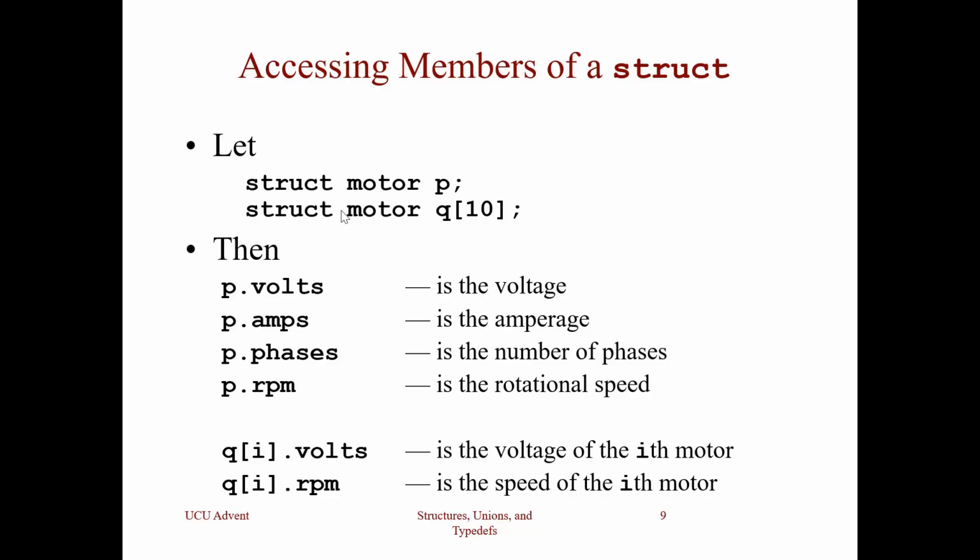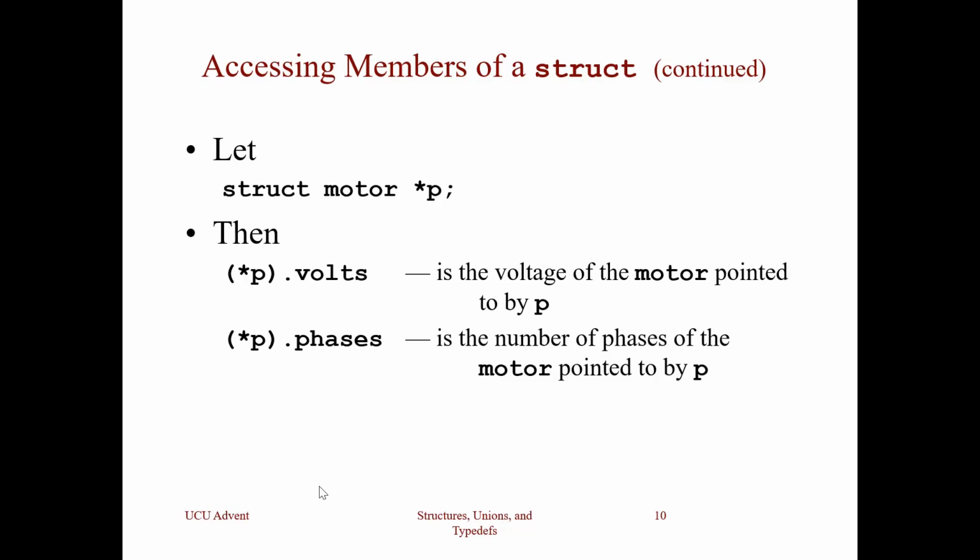Okay. So I've added another Q_i, element i of Q. This is an array. Volts is the voltage of the ith motor, and this is the speed of the ith motor. So you can access elements that way. It's like in Java, as we call objects.